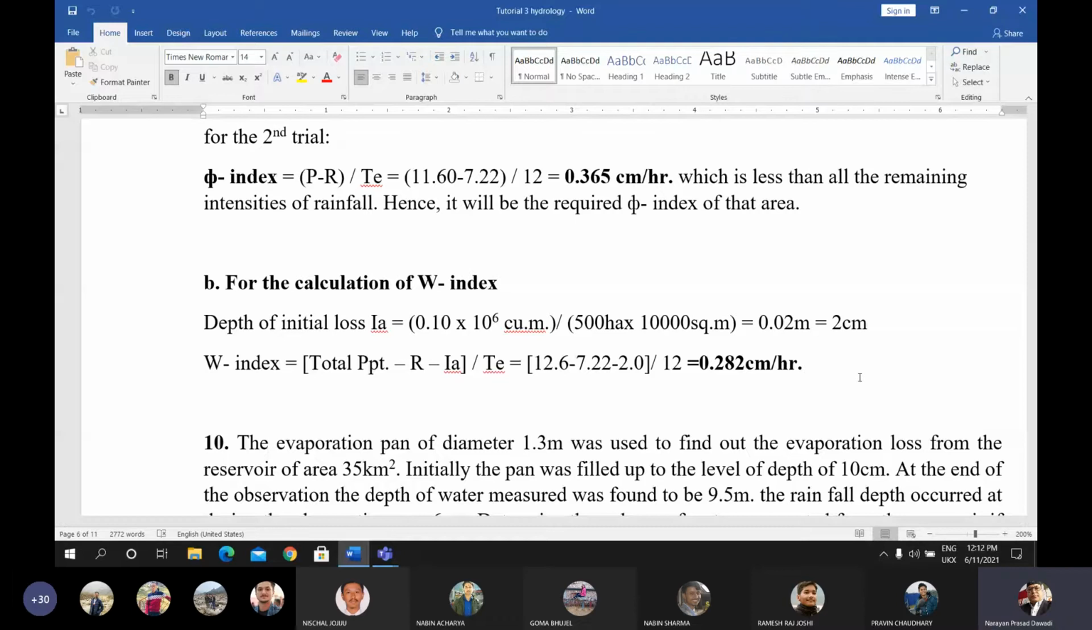Okay, this is another question. If you don't understand how I calculated the W index in the previous example, then from this example it may also be clear to you all, and you can do it in this way.